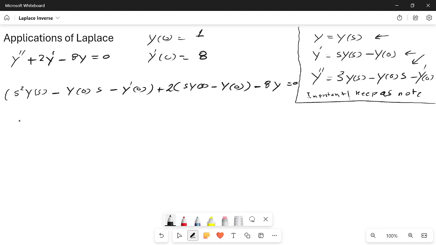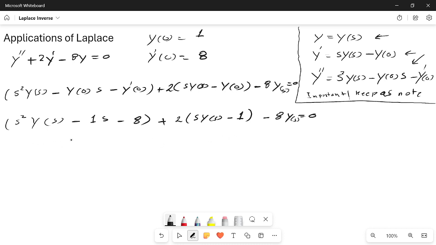Now we substitute the value of the boundary conditions in our equation. So we have s squared y of s minus 1s minus 8, plus 2 multiplied by s y of s minus 1, minus 8y of s is equal to 0.